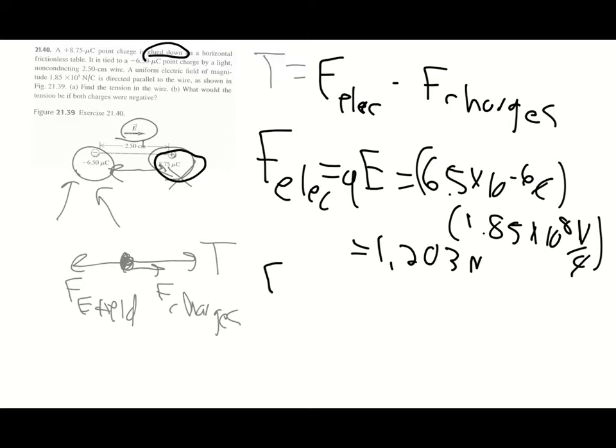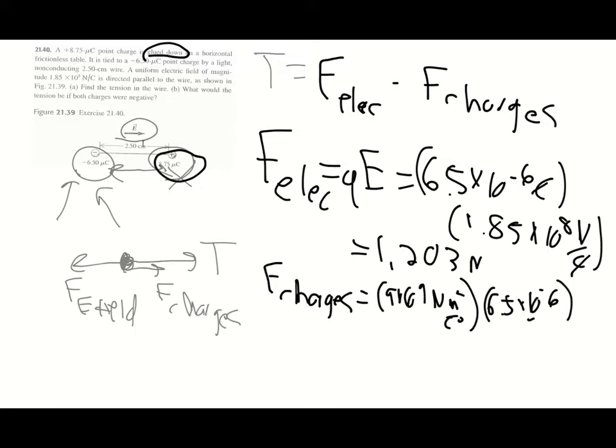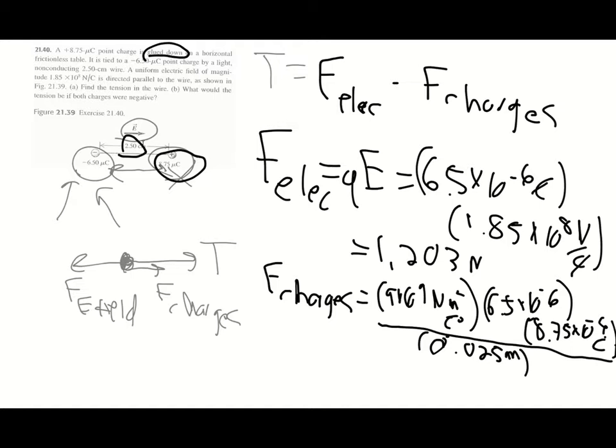And then I'm going to solve for the force between the charges. I'm just going to use Coulomb's law. So that's going to be K, 9 times 10 to the 9th newtons meter squared over coulomb squared, times 6.5 times 10 to the negative 6 (remember, it's microcoulombs) times 8.75 times 10 to the negative 6 coulombs, all divided by the distance. They tell us that they're 2.5 centimeters apart. We have to convert that into meters, so it's 0.025 meters, quantity squared. When you solve for that whole thing, you get 819 newtons.